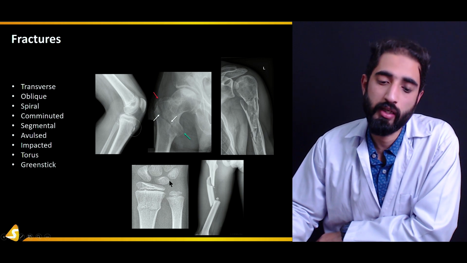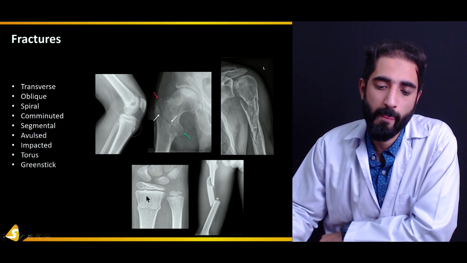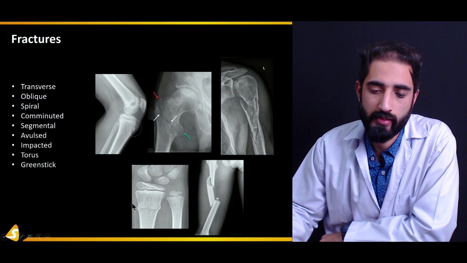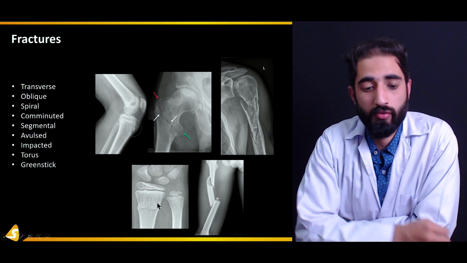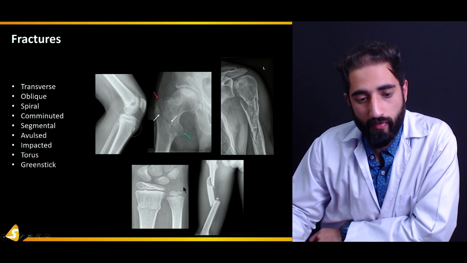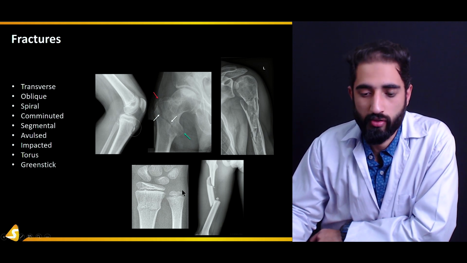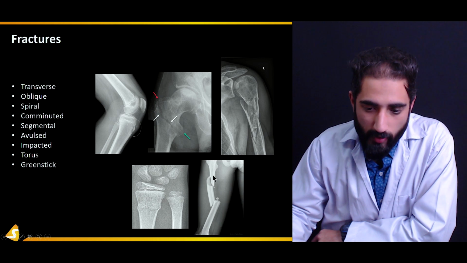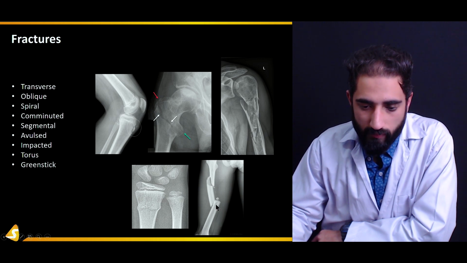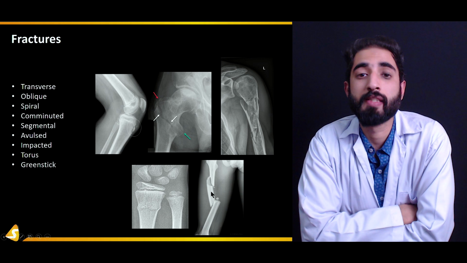And then here you can see this is the wrist joint, and here you can see, sorry, not an impacted fracture. Here we have a torus fracture. This is a torus fracture. And here you can see we have a separate segment in the longitudinal axis of the bone. So this is a segmental fracture.